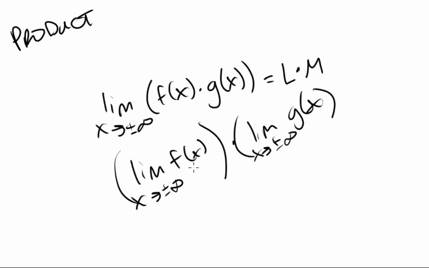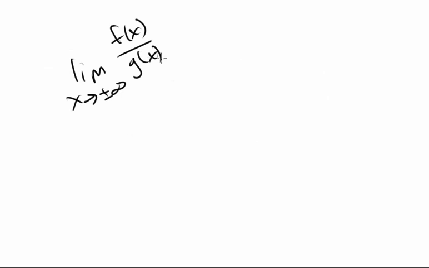Now, you can do the same thing with the quotient rule, which is going to be division. So with the quotient rule, let's go ahead and clear this. It's very similar. The limit as x approaches positive or negative infinity of f of x over g of x is equal to L over M, as long as M is not 0, because when we have a divide by 0 situation, you can't do that.